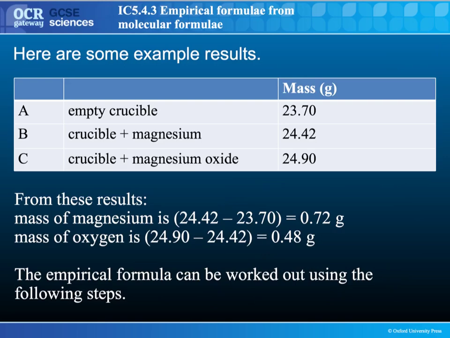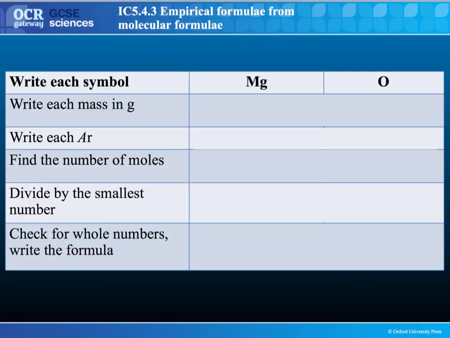The mass of magnesium oxide was 1.2 grams. So the difference between the mass of magnesium oxide and the mass of magnesium gives you the mass of the oxygen involved in this reaction. The other piece of information that you require is the atomic masses of the two or more elements involved in the reaction.